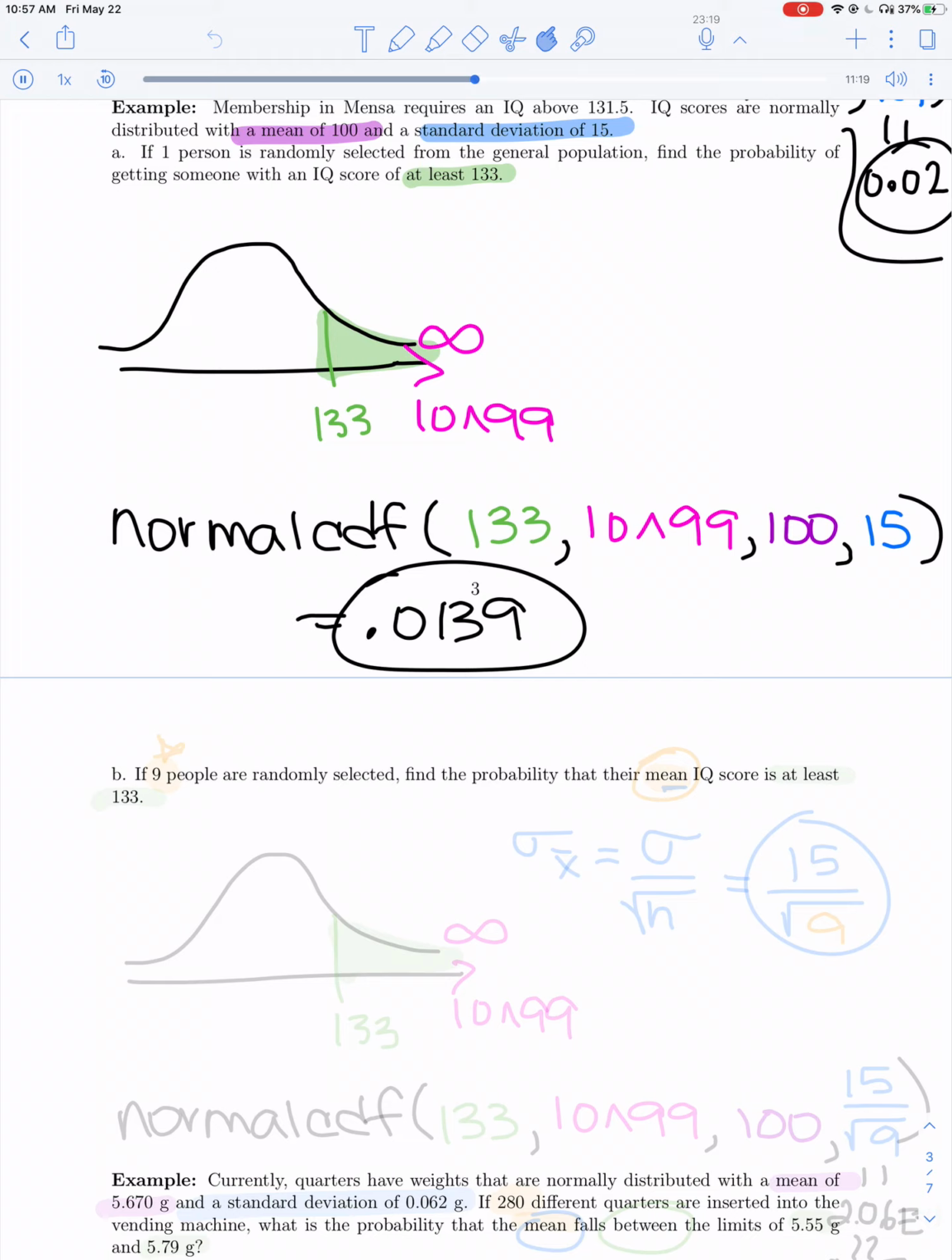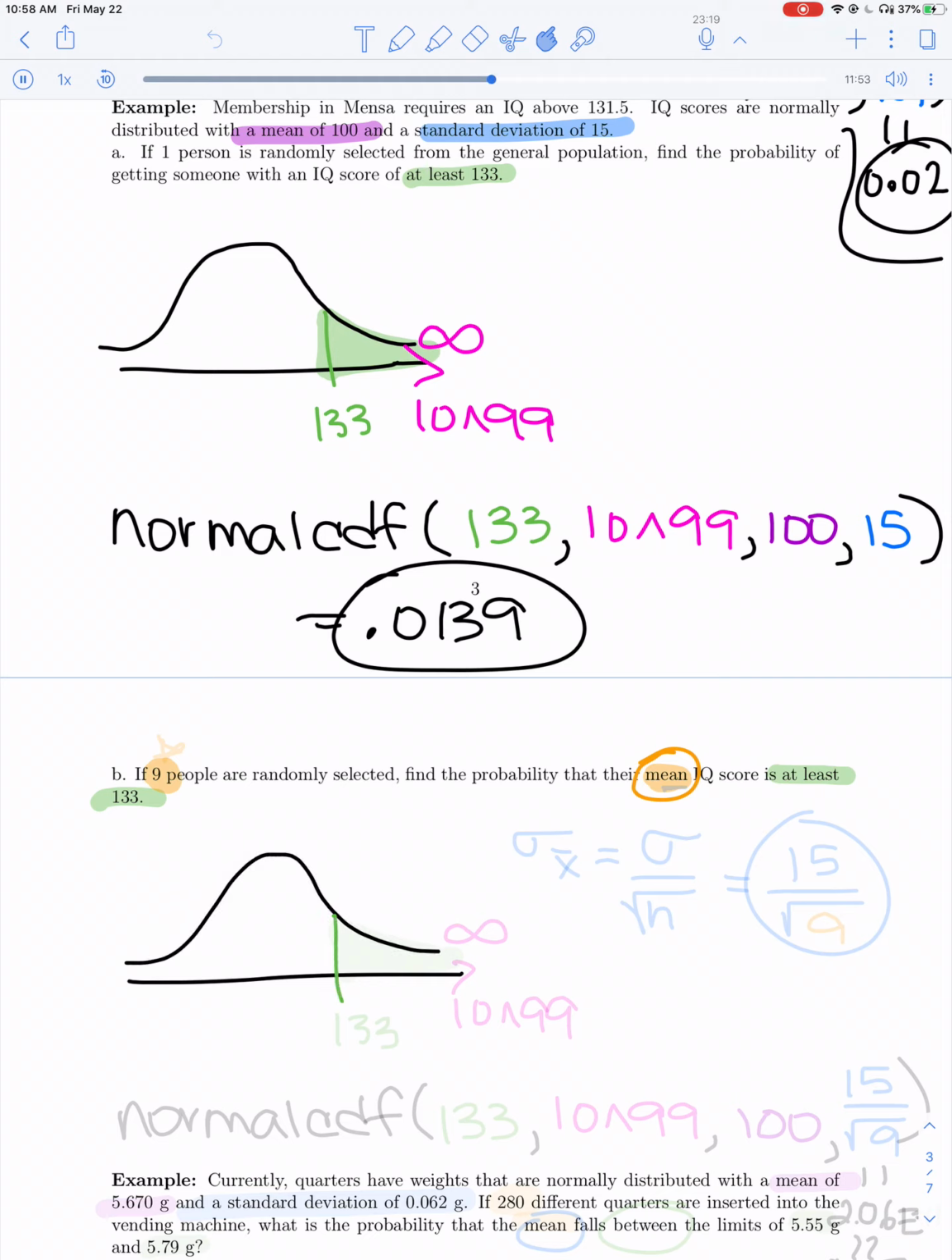Moving on to part B, notice we're going to look at the same thing, except there is a small difference. We're still going to look at at least 133, but now we're looking for a mean that is at least 133, and it's a mean of 9 people. So this is where we're looking at our special case, because we see the word mean when we're asked for a probability. So we're going to draw our normal curve just like before.